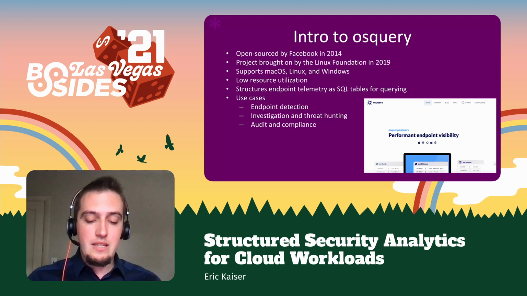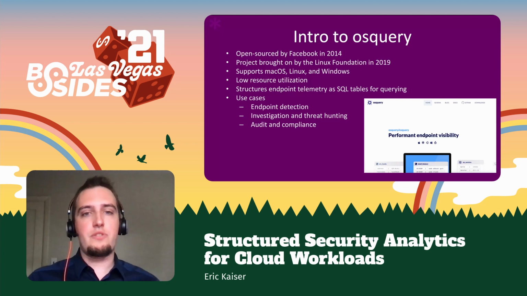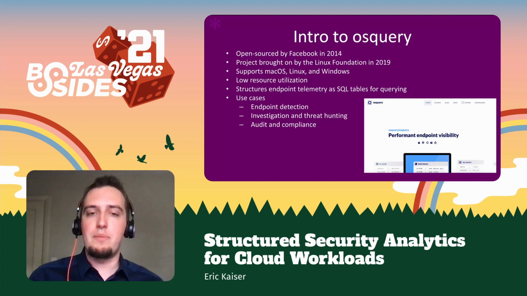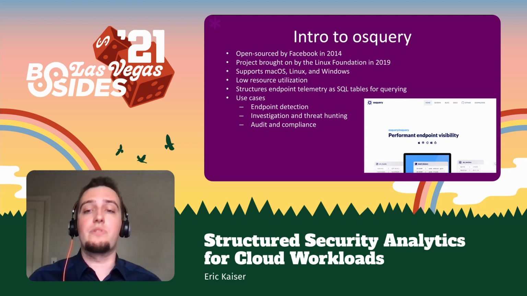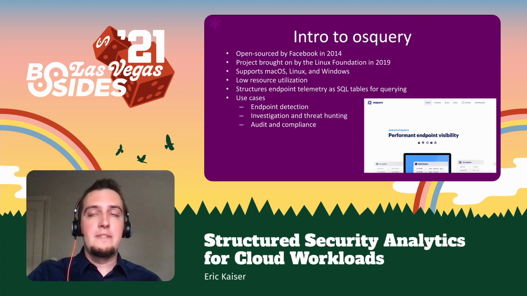And the awesome thing that it did was it structured endpoint telemetry as virtual SQL tables for querying. So you could write things like select star from uptime and get an idea of how long the computer had been on, or select star from Chrome extensions, which would allow you to see all of the Chrome extensions across all of the users. And from there, take the Chrome extension IDs and pivot to or join that against reputation databases.